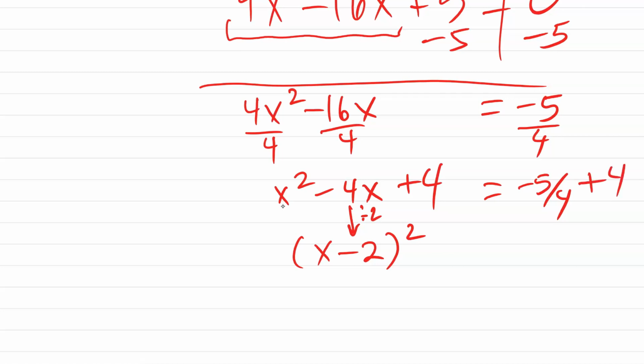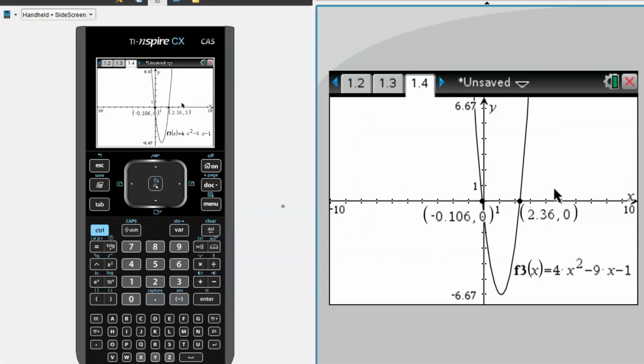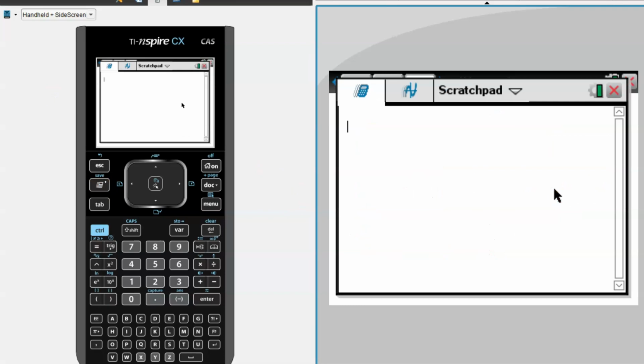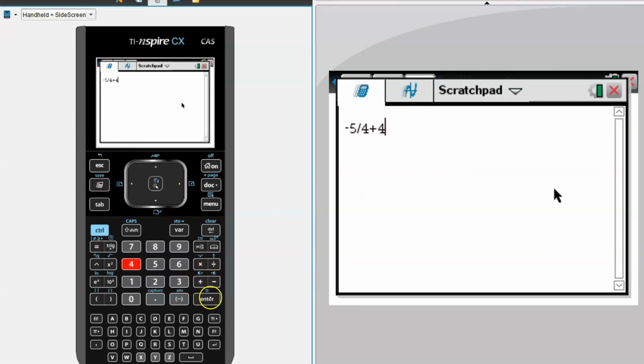The reason I have this over here is because I have access to the calculator. So if you struggle with knowing that this is 11 fourths, then you can do negative 5 fourths plus 4 in your calculator. Negative 5 fourths plus 4. And it will give you 11 fourths.